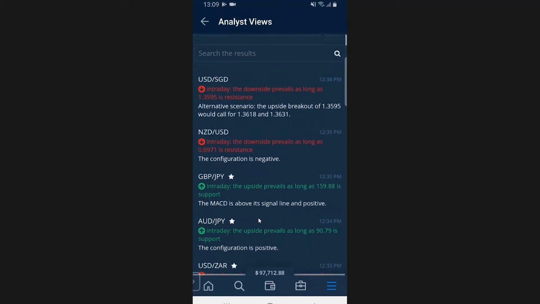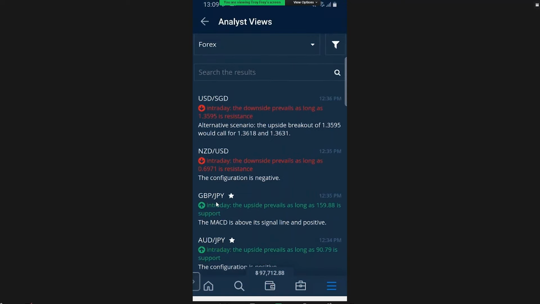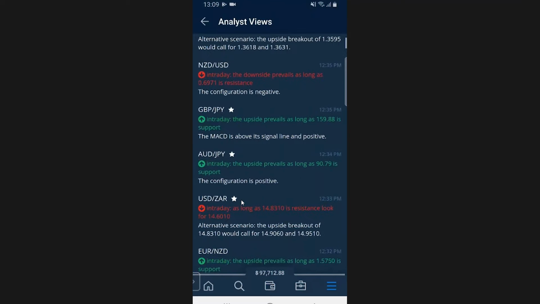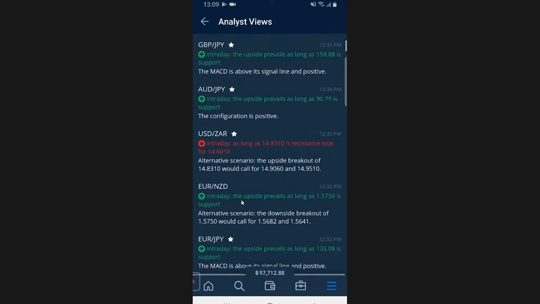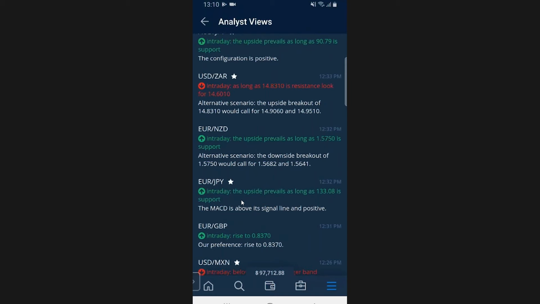And if we look at some of what's happening here with the signals, we see GBP/JPY expected to go up intraday, Australian/JPY expected to climb, etc. So as you look through, you want to look for a signal that you think makes sense for what we looked at in terms of the expected fundamental situation as well.